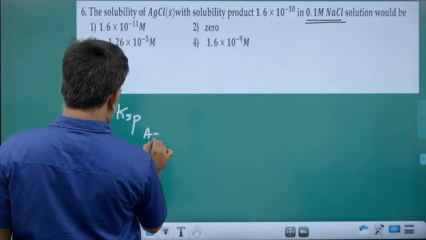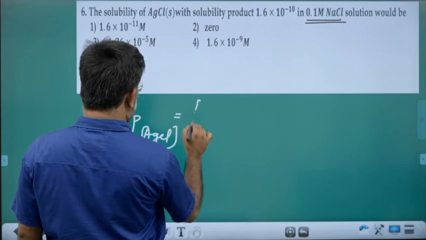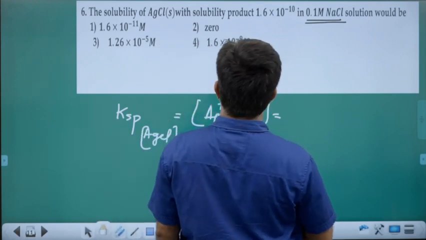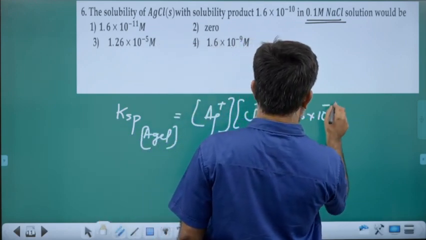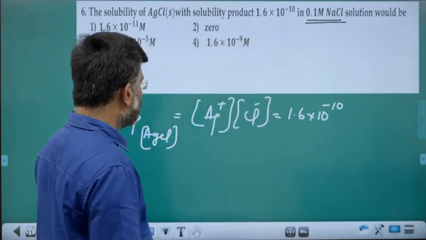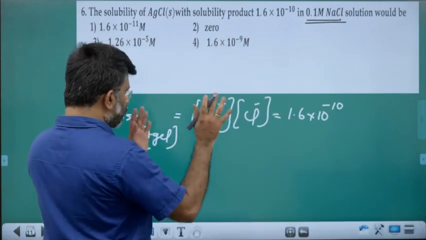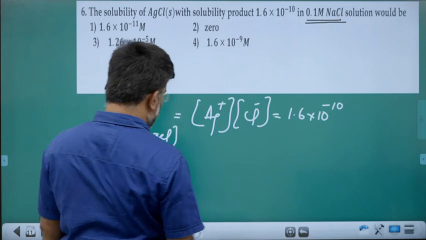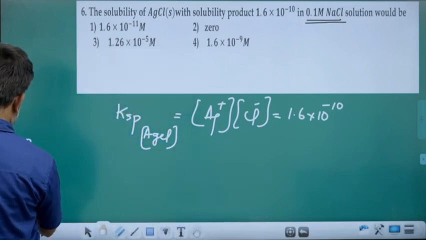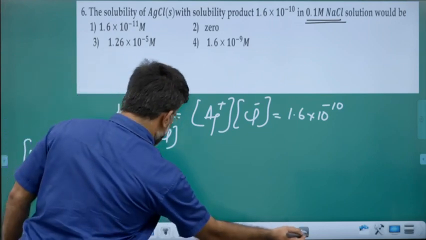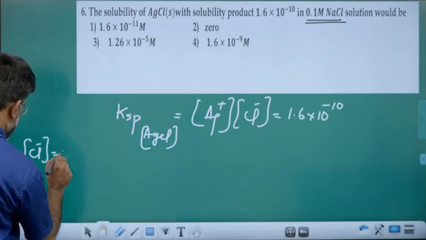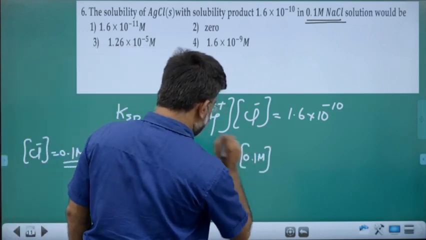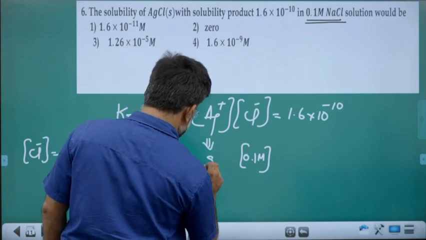KSP of AgCl is equal to concentration of Ag plus into Cl minus, which is equal to 1.6 into 10 power minus 10. This is the usual case. And now we are taking this in 0.1 molar NaCl solution. 0.1 molar NaCl solution means Cl minus concentration is 0.1 molar. And the Ag plus concentration is the new solubility.